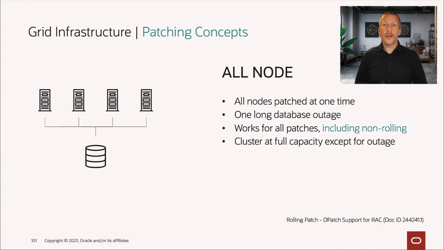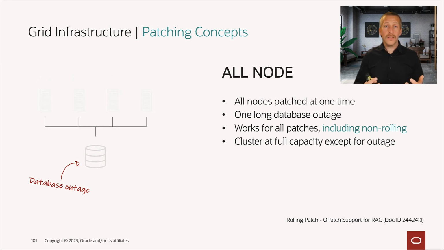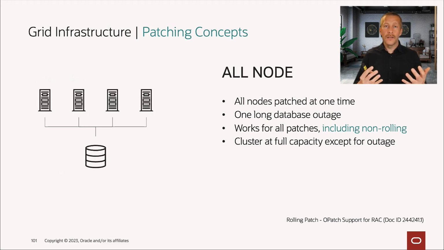The first method that I would like to talk about is the simplest one. It's called all-node patching. When you use that method to patch your cluster, then all the instances are brought down at the same time. You can then patch the instances and bring them back online. Because you bring down all the instances at the same time, it means that you have a database outage. And the outage lasts as long as it takes to patch all the instances. You can use this method for all kinds of patches, even those patches that are non-rolling.